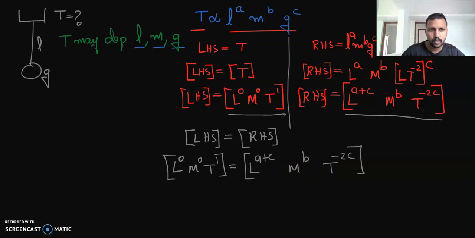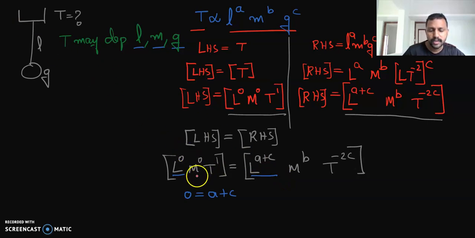For this equation to be correct, here it is L raised to 0 and here it is L raised to A plus C. Equating the powers of L at the two sides, we will get 0 equal to A plus C. Clear? 0 equal to A plus C.